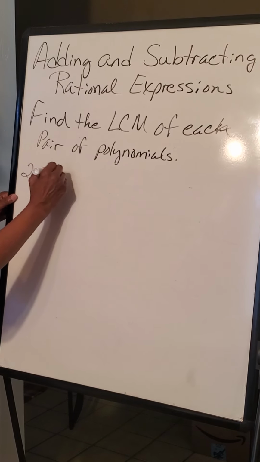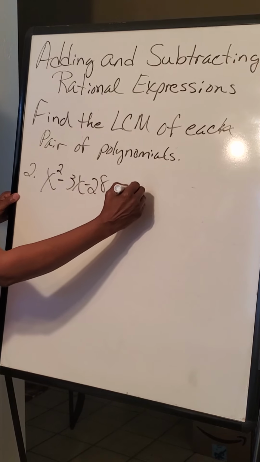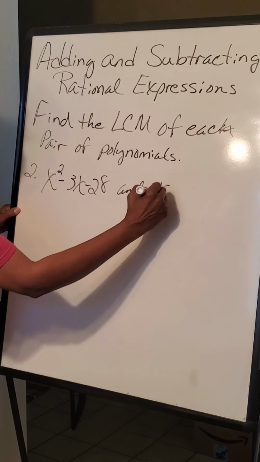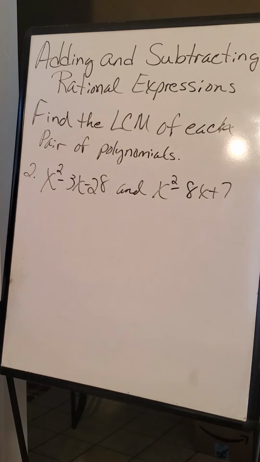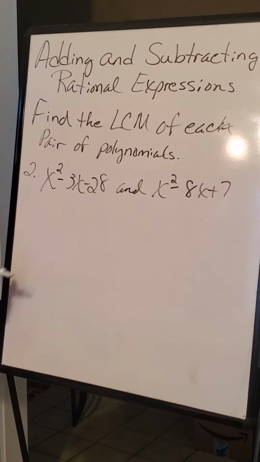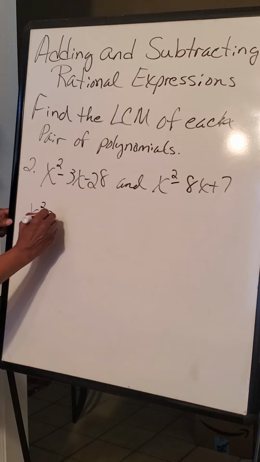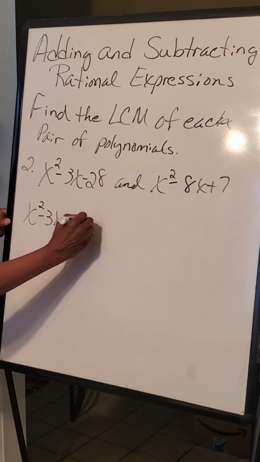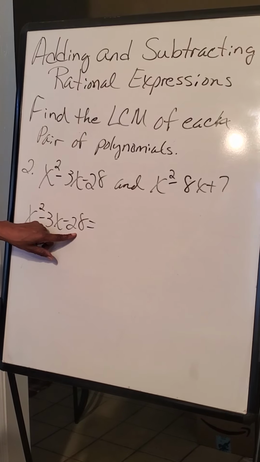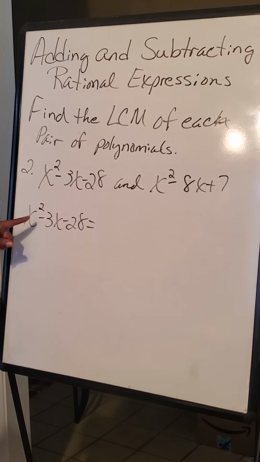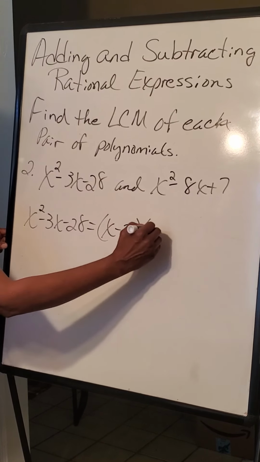If I had x squared minus 3x minus 28, and I have x squared minus 8x plus 7, and I want to find the LCM. Well, these are trinomials, so the first thing I need to do is factor these trinomials. So when I factor the first trinomial, remember with your factoring, ask yourself, are there two numbers I can multiply and get a negative 28, combine and get a negative 3? And those would be a negative 7 and a positive 4.